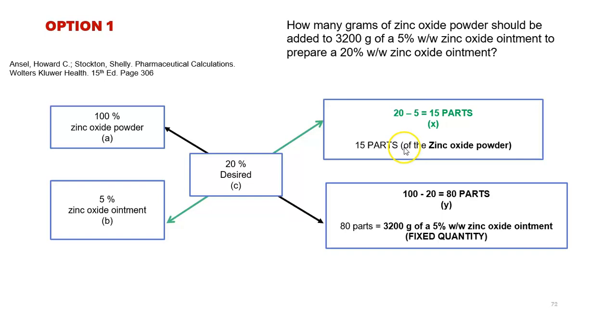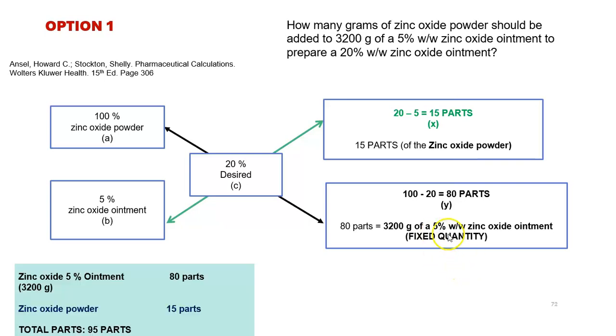All right, so let's move on to the next part, which is the zinc oxide powder and the desired, to tell us the quantity of the zinc oxide ointment, 5%. But we know it's fixed. For fortification, a portion of the parts calculation is very fixed. So here we have 100 minus 20 to give you 80 parts. Remember, it's not grams. It's 80 parts, but how we read it, the 80 parts in fortification represents the fixed quantity of 3,200 grams of 5% ointment.